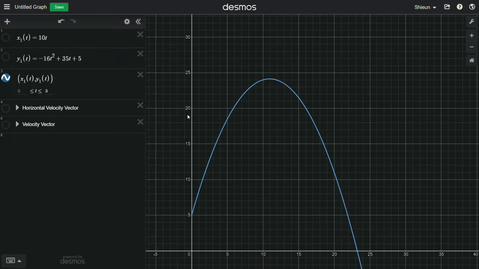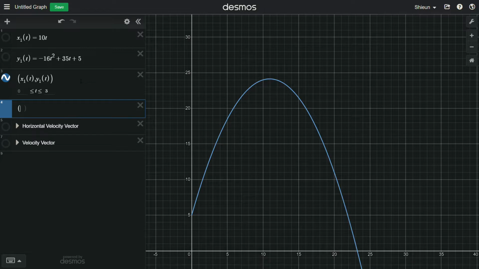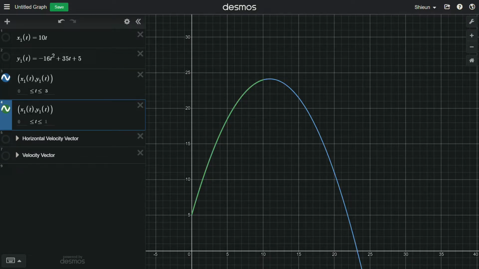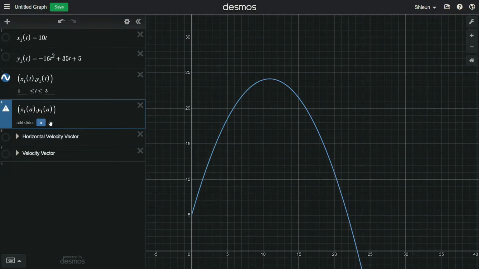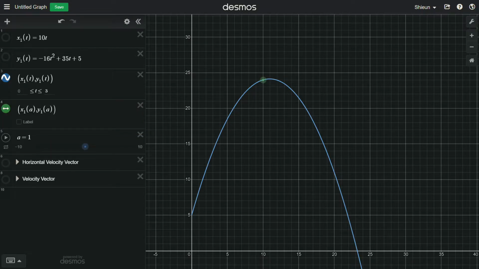Okay, so this is cool and all, but that's not the point of parametrics that's really important. It's the next part here, where we say the exact same statement as row 3. The only difference now is I change this to A. The reason why I change this to A is that I can create a slider from which I can now drag the point along the curve. So A represents the time.